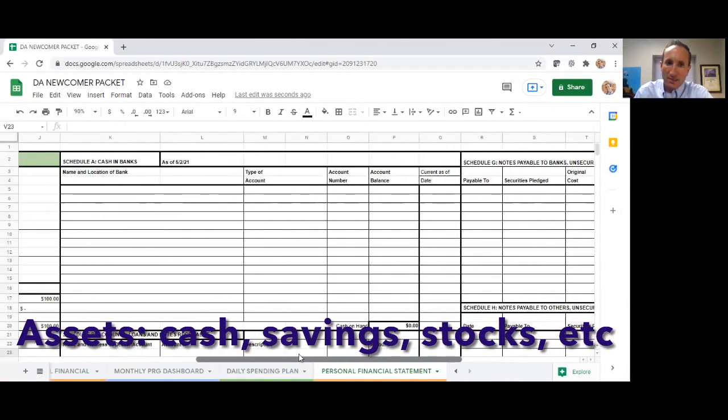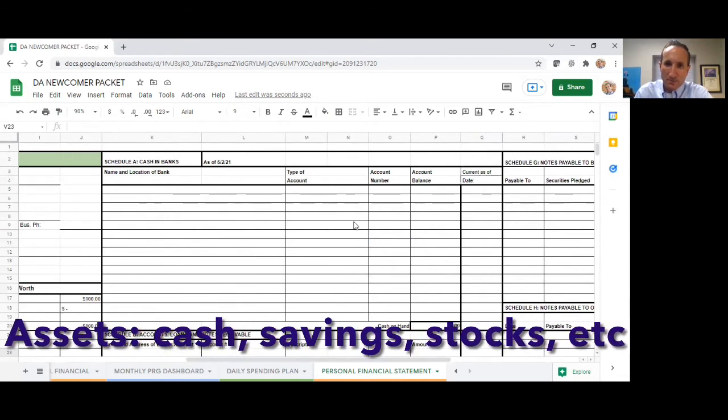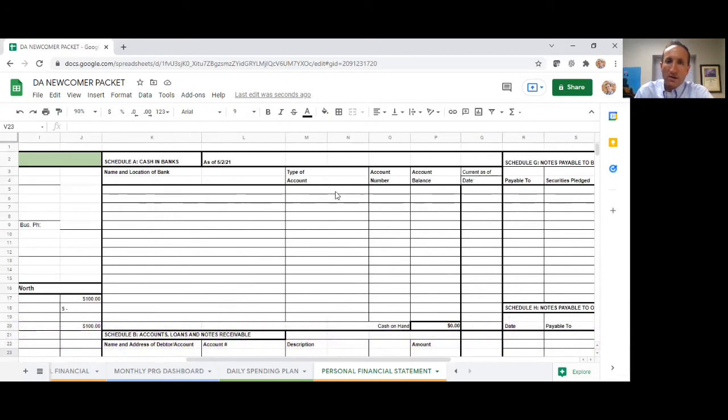So let's talk about assets. Schedule A is where we can list any kind of cash in the bank. So I like to list here, it might be a savings account listed as one item. The next item might be cash hidden in our house. It might be cash in a checking account. It could be cash in a business account. It could be a savings account that you have for a new car. Any account that has cash in it goes here.